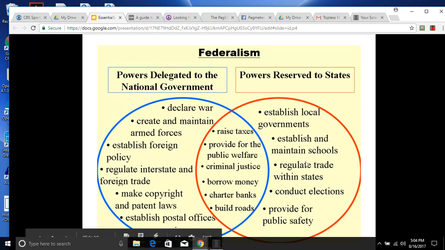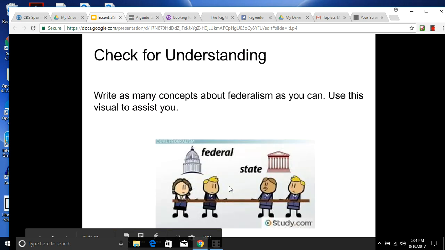And here's a Venn diagram that shows the powers that the national government has here. For example, the power to declare war is a national power. The states have the power to establish schools, for example, and they both have the power to do certain things like raise taxes, borrow money, build roads, and so forth.